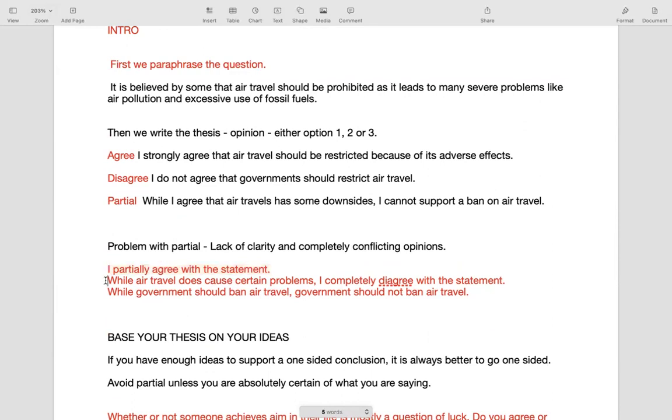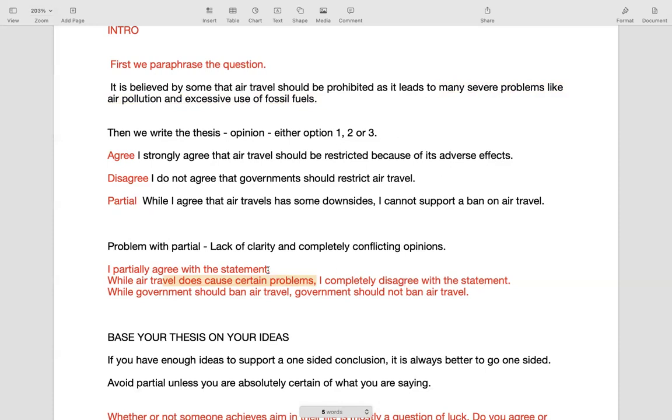Okay. The other way students write in partial, they write, while air travel does cause certain problems, I completely disagree with the statement. I do not know what statement you are disagreeing with, because the problems, air travel has problems, is also a part of the statement, right? That it is believed by some that air travel should be prohibited as it leads to many problems. So you're agreeing with that. You're saying while air travel does cause problems, but then you're also writing disagree.